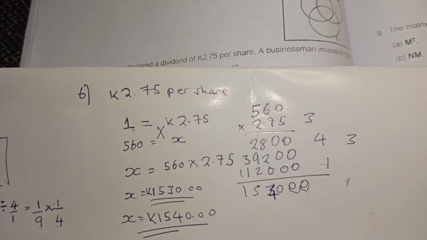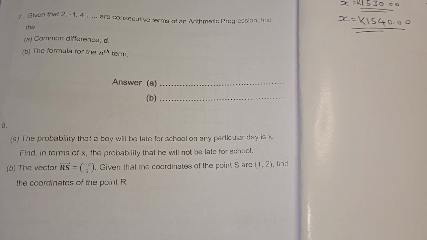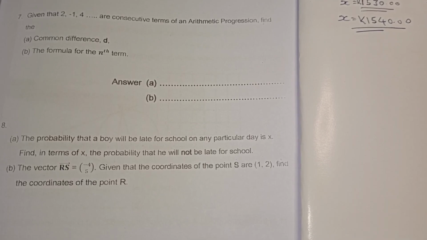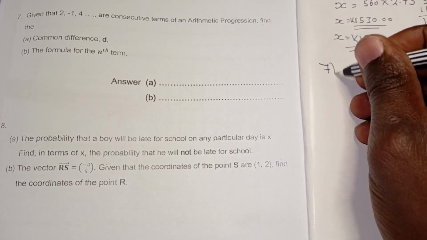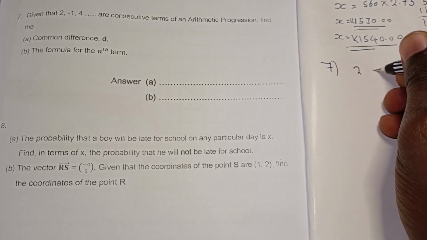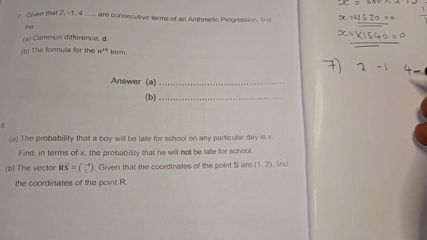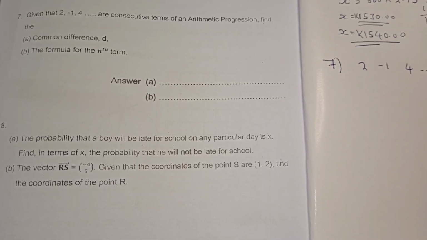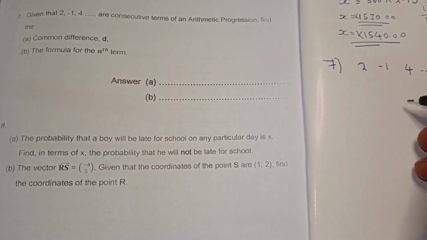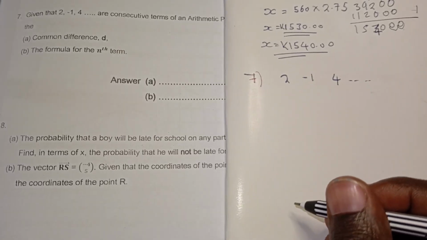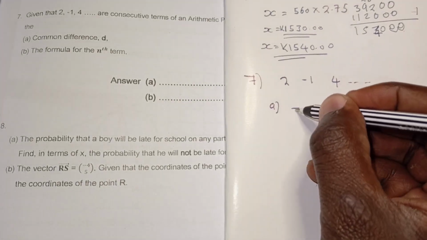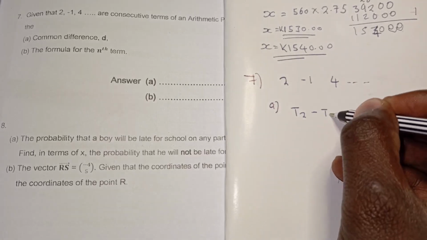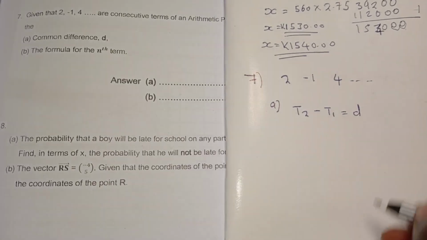Okay, so now we go to question 7. Question 7 reads, given that 2, -1, and 4 are consecutive terms of an AP, find the common difference. So when we look at this, how do we find the common difference? The common difference is given by this formula, term number 2 minus term number 1. This will give us D, the common difference.